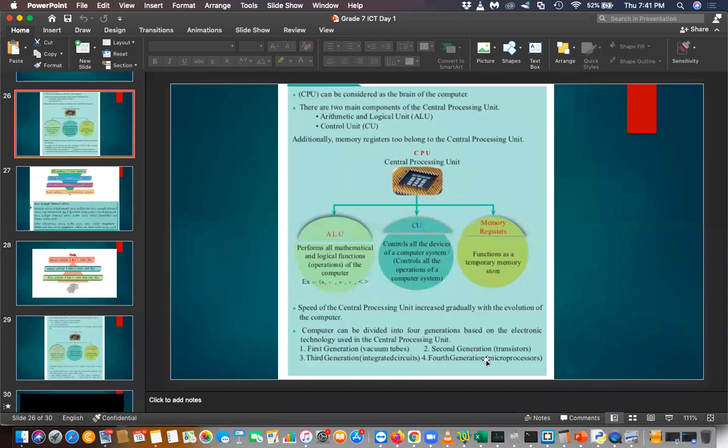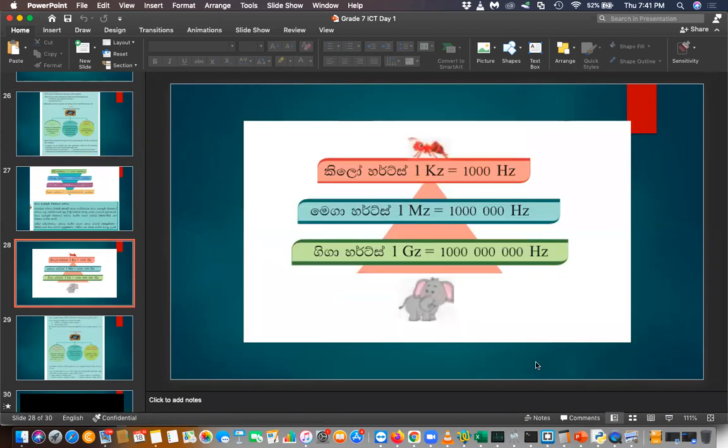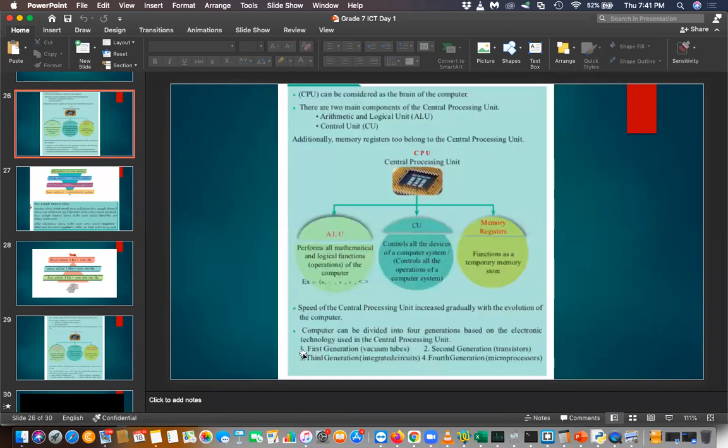Another name for microprocessors is LSI and VLSI. So microprocessors can be named as large scale integration and very large scale integration. That is another alternative name for ultra large scale integration.